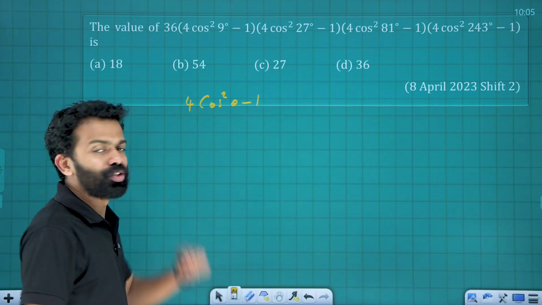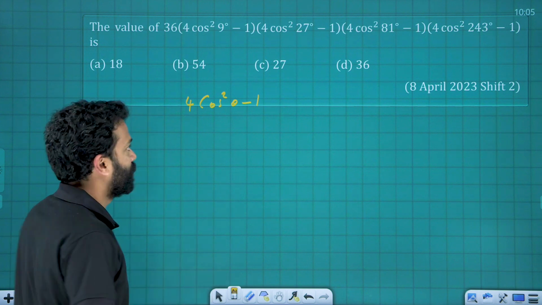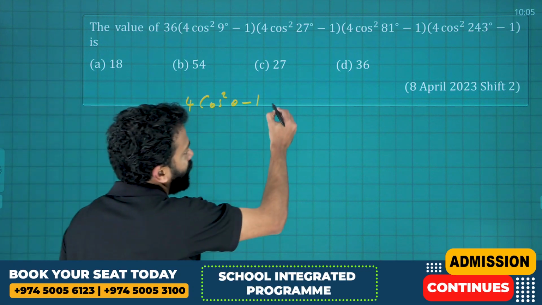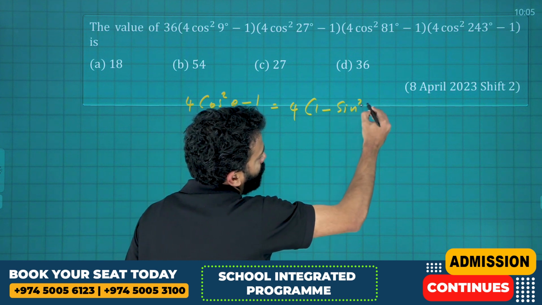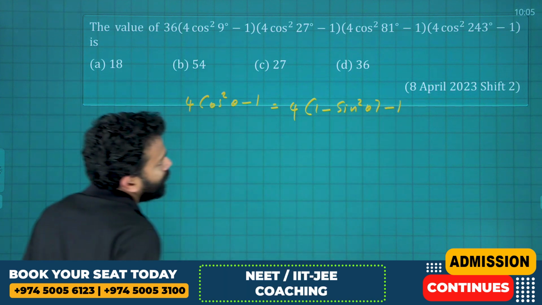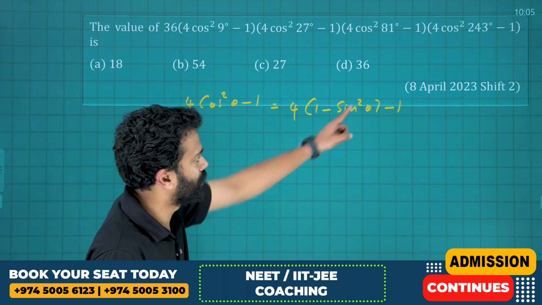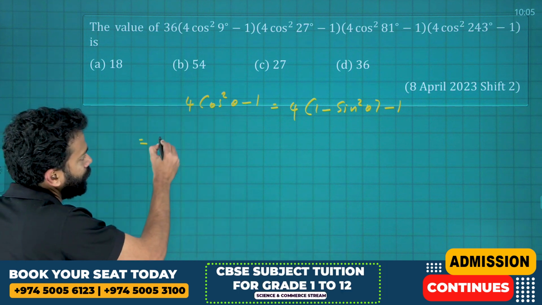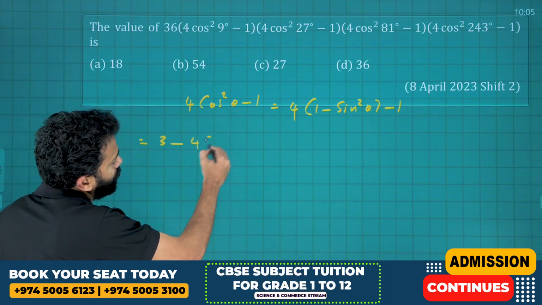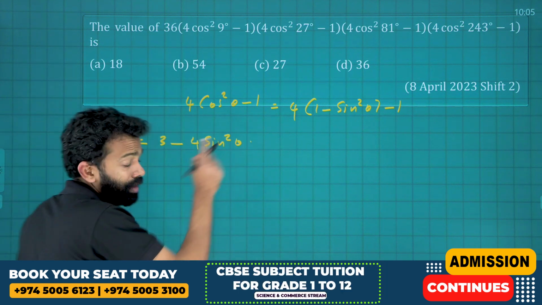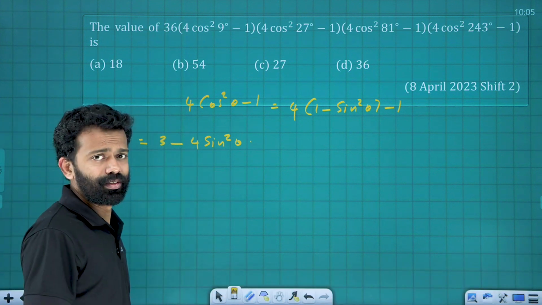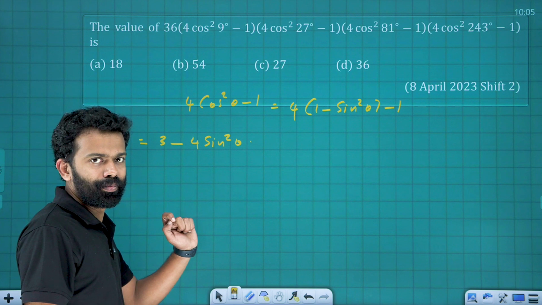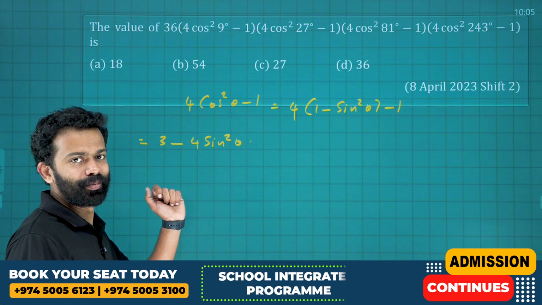See, what is cos square theta? That is 1 minus sin square theta. Therefore, this can be written like this, 4 into (1 minus sin square theta) minus 1. That is 4 into 1 is 4, minus 1 is 3, and it will reduce to 3 minus 4 sine square theta. I think you might have seen this equation. Have you seen this equation anywhere?